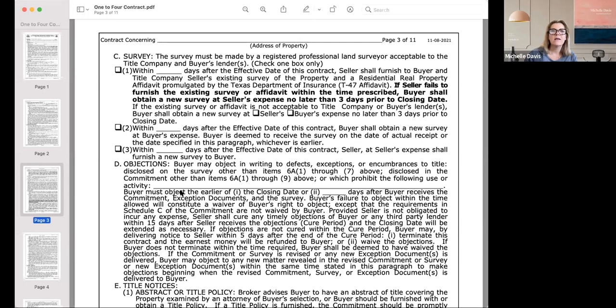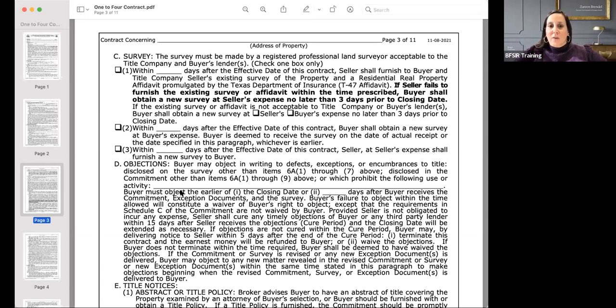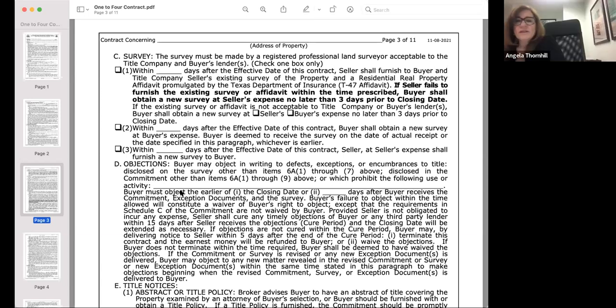Why does it say the survey or the affidavit within the time period? Because they have to deliver both? Both, yeah, they should. It should say if the seller doesn't furnish the existing survey and the affidavit. It's a good question. If one of them is missing, then the buyer gets a new survey.